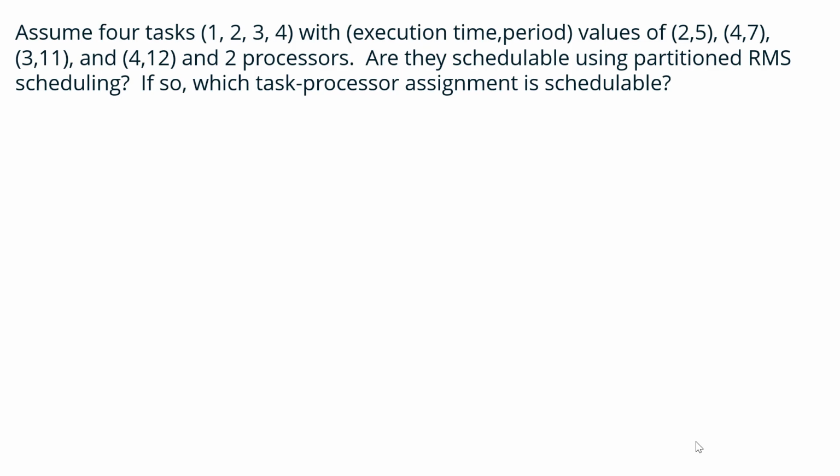Okay, so this one, I didn't talk a lot about in class. Partitioning is when you assign tasks to a processor separately, and then you do RMS scheduling on each processor. The problem is that there are lots of ways you can assign tasks to processors, although in this case, there are only 2 processors and 4 tasks, so it's not too bad, right? Makes sense, right?